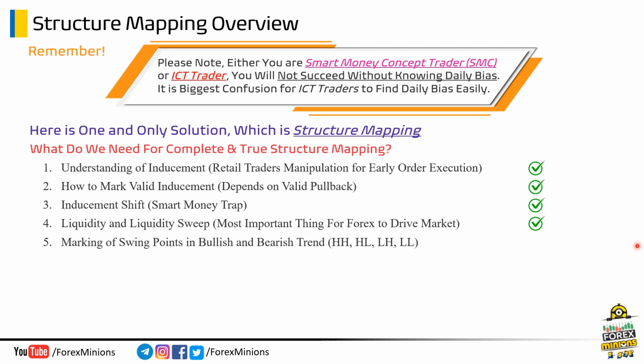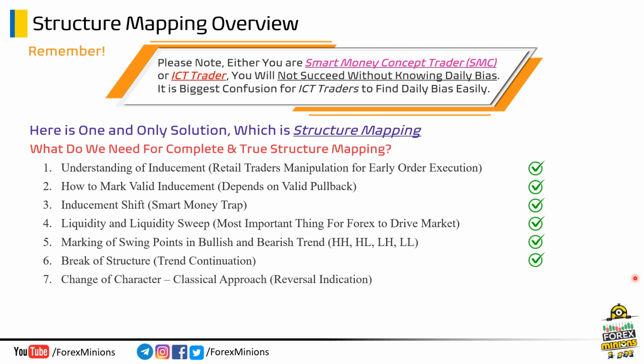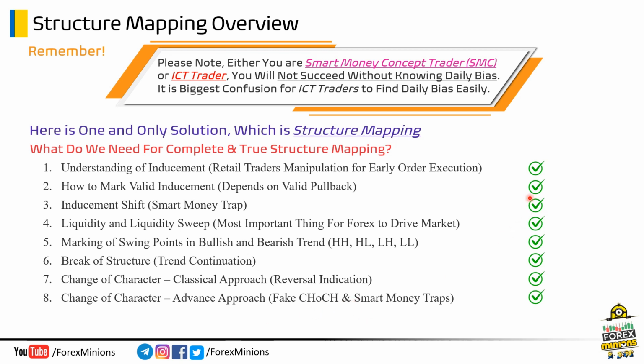Fifth, marking of swing points in bullish and bearish trends, I mean higher highs, higher lows, lower highs and lower lows. We have studied complete swing points mapping in previous lectures in good detail. Sixth, break of structure, which basically indicates the trend continuation. Seventh, change of character, and we studied its classical approach, in which we learned the basics about the CHoCH level, at which point the market actually gives an indication of trend reversal. Eighth point, which is the advanced approach of CHoCH levels, in which we discuss the smart money traps and fake CHoCH levels in discrete detail.